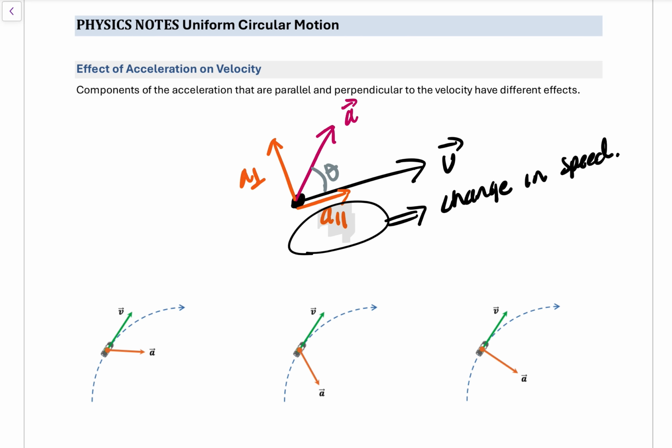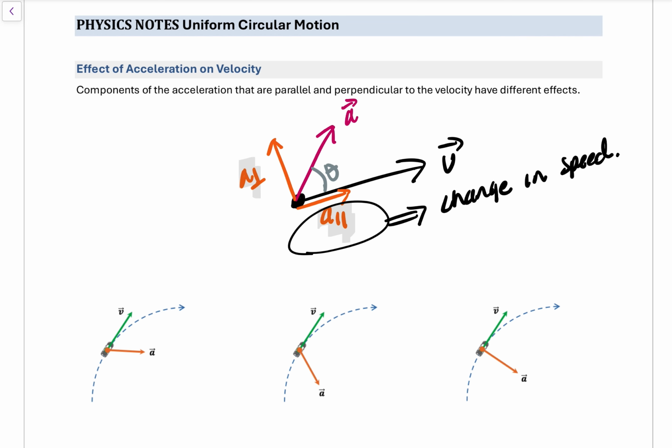If I look at the other component, so this is the new piece for us, I'm calling this A perpendicular. So A perpendicular is that component of the acceleration that is perpendicular to our velocity vector. So this does not have any component that is affecting the magnitude of my velocity vector, right? It's not going to increase that magnitude of the velocity vector or decrease. So it is not going to change the speed.